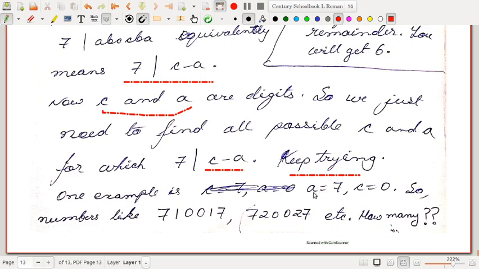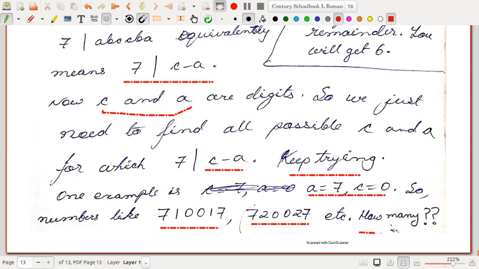One example I am already giving. If you take A as 7 and C as 0, then how many numbers can you form? You can form numbers like 710017, 720027, 730037. How many such numbers can you form? If you take A equal to 8 and C equal to 1, then you can form numbers like 8 1 1 1 1 8, like that. All those numbers will be divisible by 7.